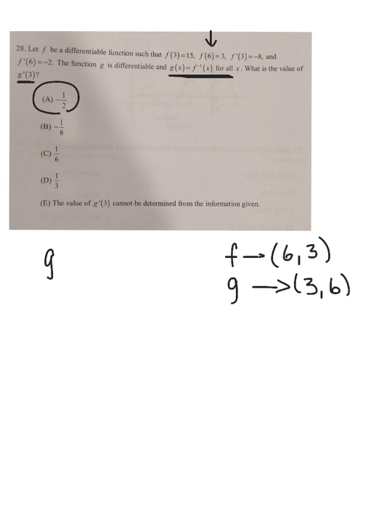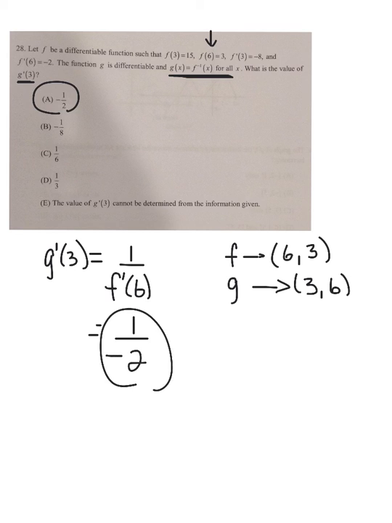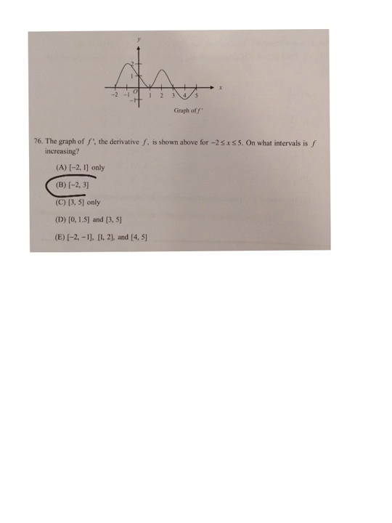So then if I'm looking for G prime of 3, then the formula is 1 over F prime of 6. Okay, because they're using the X value that corresponds with G. So when we're doing F prime, we have to use the X value that corresponds with F, which would be 6. So we're just looking for F prime of 6, and actually, here it is right here, F prime of 6. So if you understand the concept of the formula itself, this is actually pretty easy. So that's 1 over negative 2, and there's your answer. The answer is choice B.